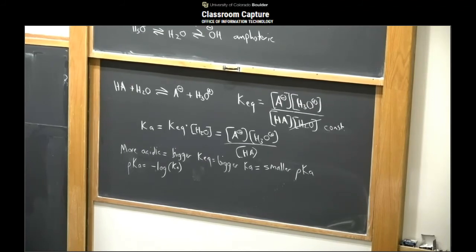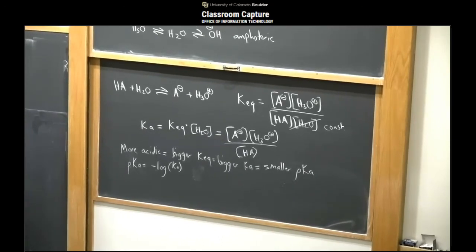Negative 1.7 is the pKa of H3O plus. Once that loses a proton, it just goes to water. pKa of 9.3 is NH4 plus, which once it loses a proton becomes NH3. And then pKa of 15.7 is H2O, which becomes, we already know, HO minus once it loses a proton.